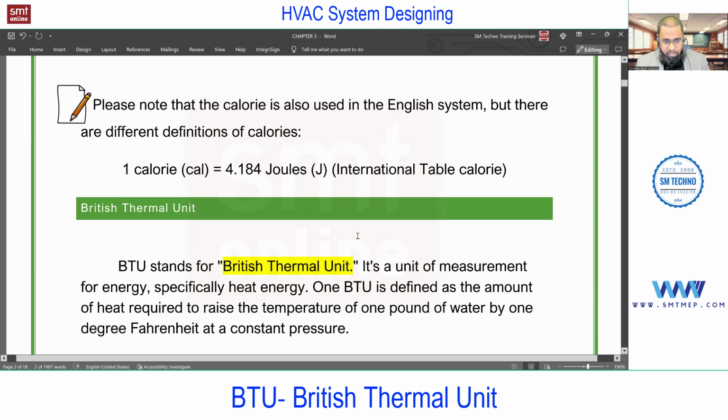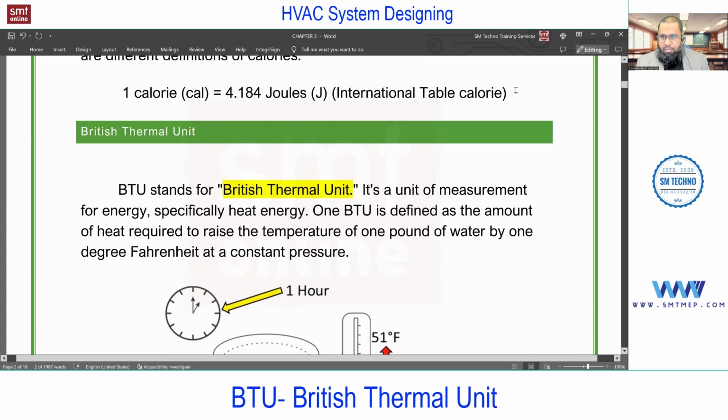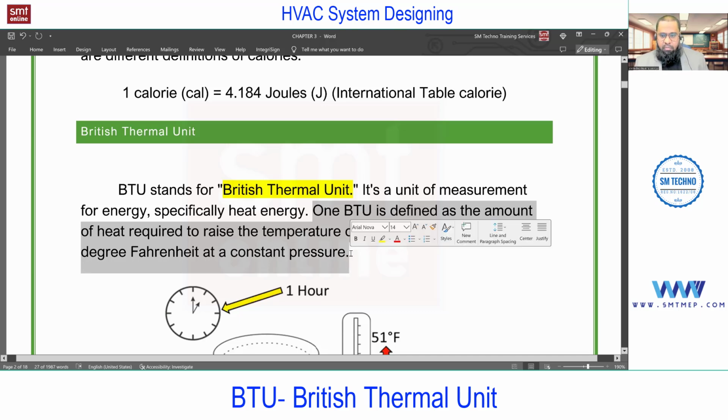Okay, next, we'll try to understand what BTU is, and it can be asked in an interview also, a very basic interview question. And even for the load calculation, as I said. So you see, BTU stands for British thermal unit. It's a unit measured for energy, nothing but heat energy. And 1 BTU is defined, this is important, as the amount of heat required to raise the temperature of 1 pound of water by 1 degree Fahrenheit at constant pressure. Once again, 1 BTU is defined as the amount of heat required to raise the temperature of 1 pound of water by 1 degree Fahrenheit at constant pressure.